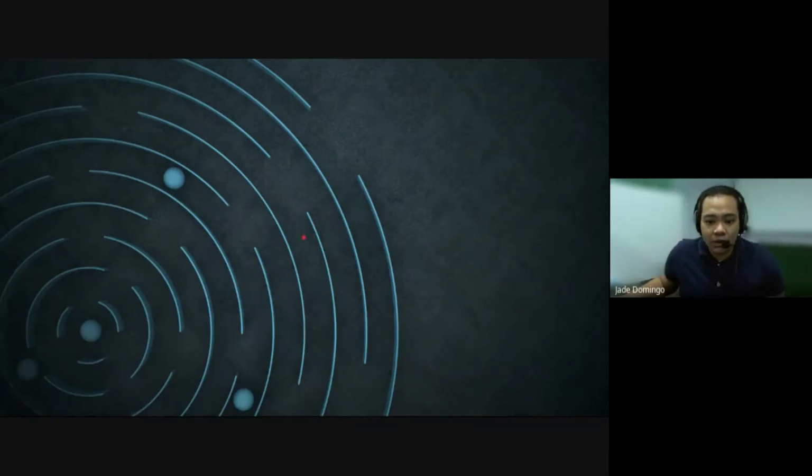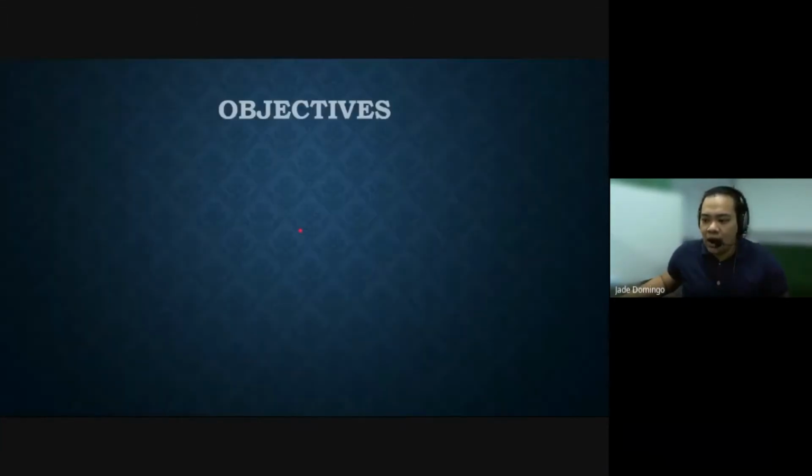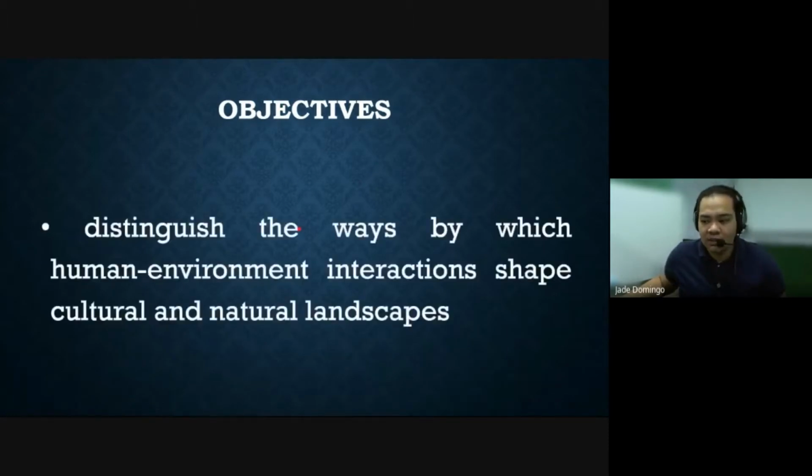Now, we are going to talk about the human environment systems approach. Our objective for learning about the human environment system is to distinguish the ways by which human environment interactions shape cultural and natural landscape. So how do we as humans influence the world around us, essentially?